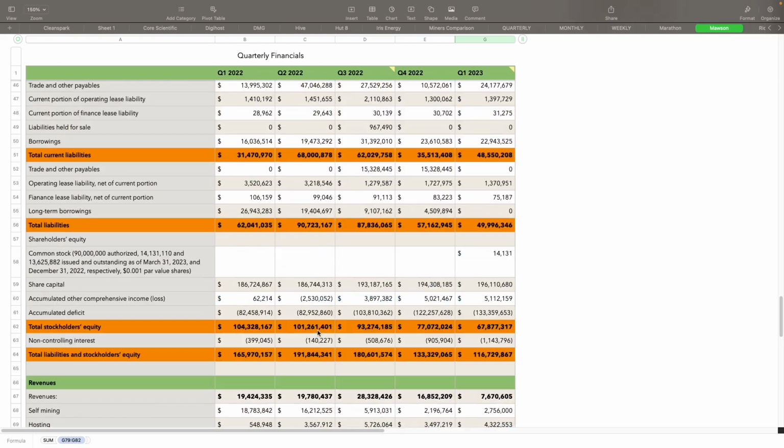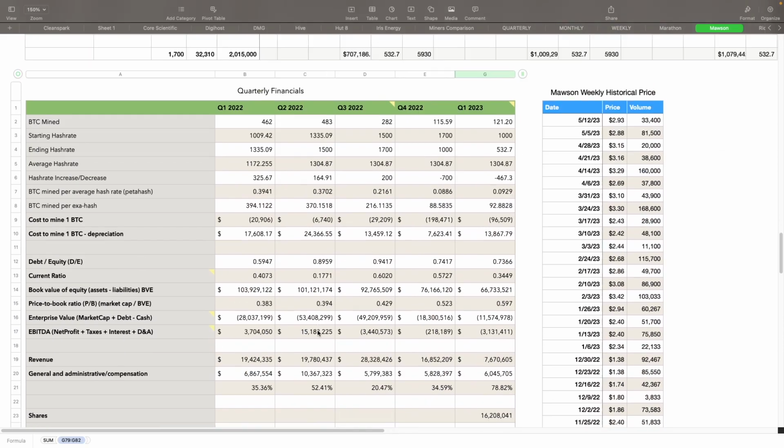Okay, let's take a look at the metrics that I have for them. Cost to mine one BTC came in at 13.8. Debt to equity, we talked about that. You guys can take a look at the book value and beta as well. Then revenue and general and administrative compensation is really high, 78.82% compared to 34% in Q4. I'd like to see that below 20%, ideally under 15, even under 10%, but 78% is pretty high right now.